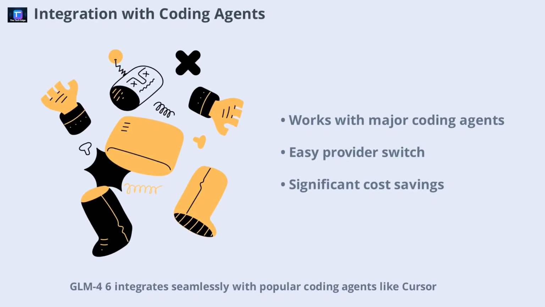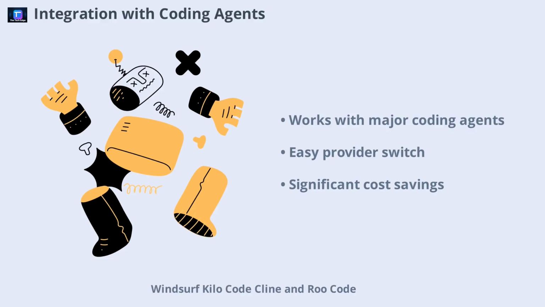GLM 4.6 integrates seamlessly with popular coding agents like Cursor, Windsurf, Kilo Code, Cline, and Roo Code. By updating your settings or selecting Z.ai as your provider, you can use GLM 4.6 as the backend for your favorite development tools. This integration has saved me around $150 a month compared to my previous Claude-only workflow. It's a powerful way to boost productivity and cut costs without sacrificing quality.